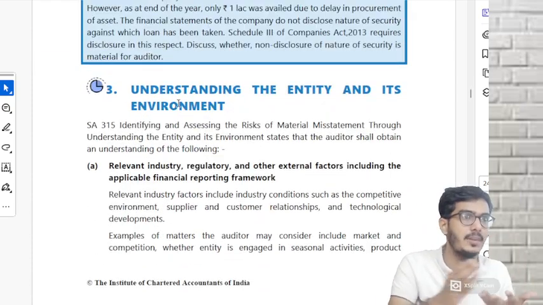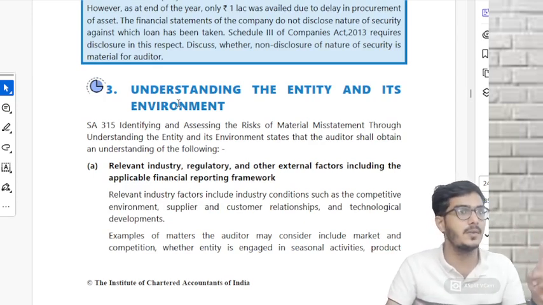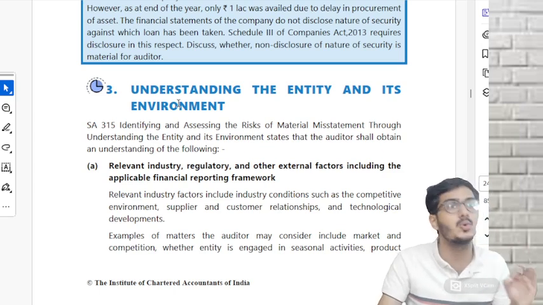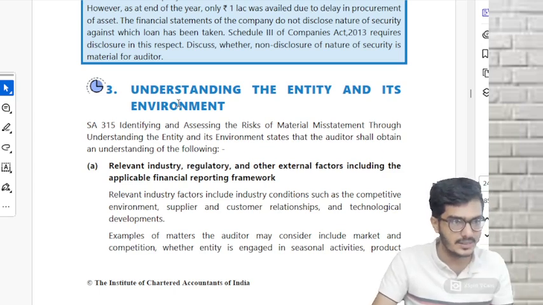I told you, I divide the chapter into parts. First 2 parts are done. First part was audit risk. Second part was materiality. Both are very simple, easy scoring also. Never skip these topics. Understood?